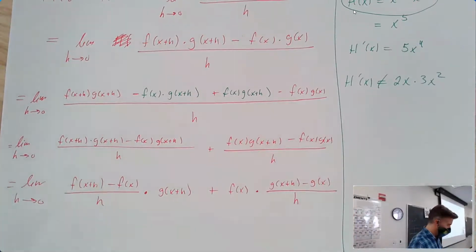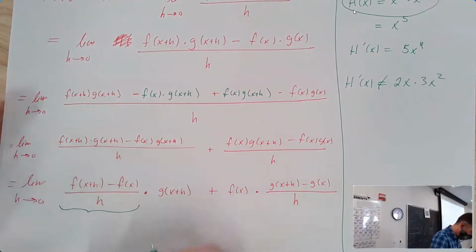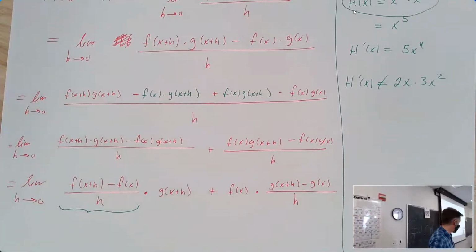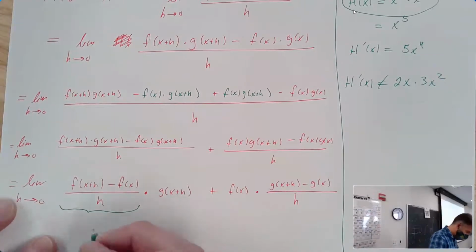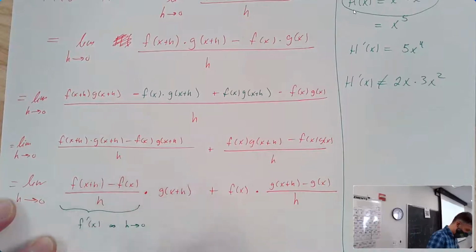Now we're getting to the fun part. As h goes to 0, what's the limit as h goes to 0 of f of x plus h minus f of x all over h? This should look like something we're very familiar with. It's the definition of the derivative of f. So this whole thing here is f prime of x as h goes to 0.